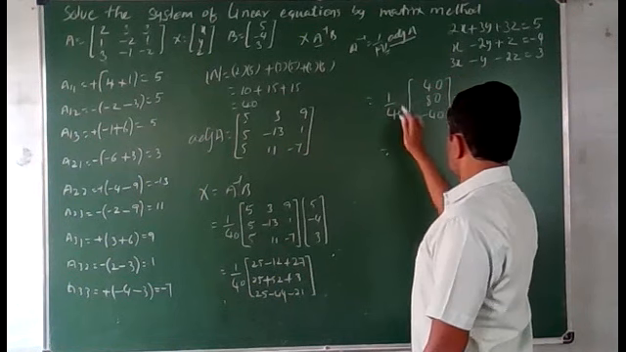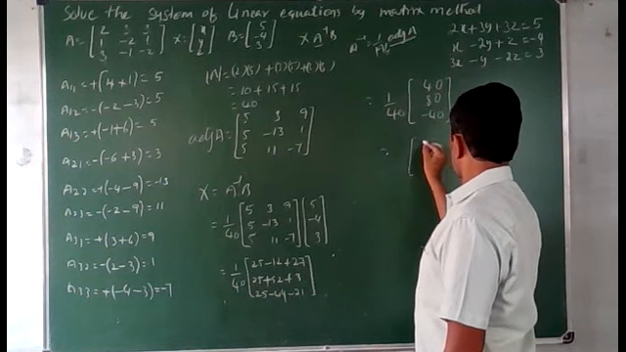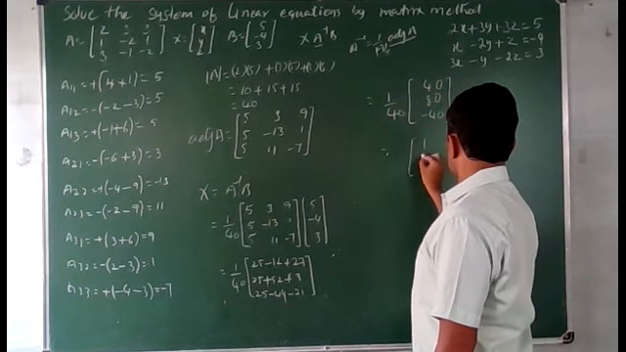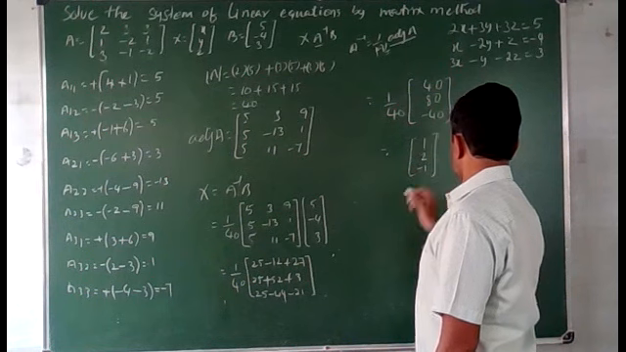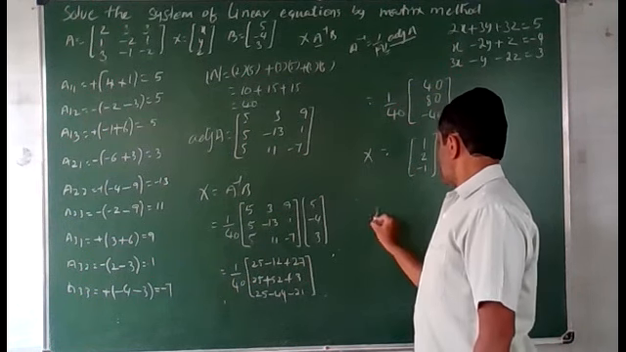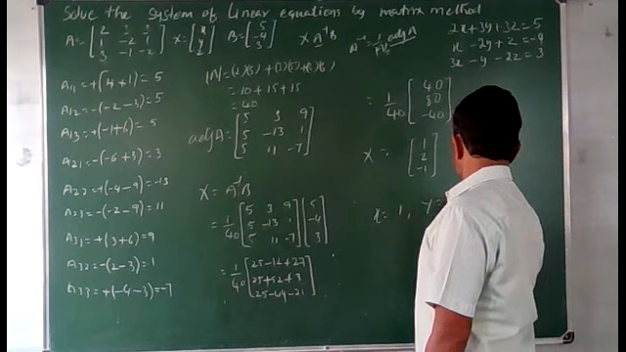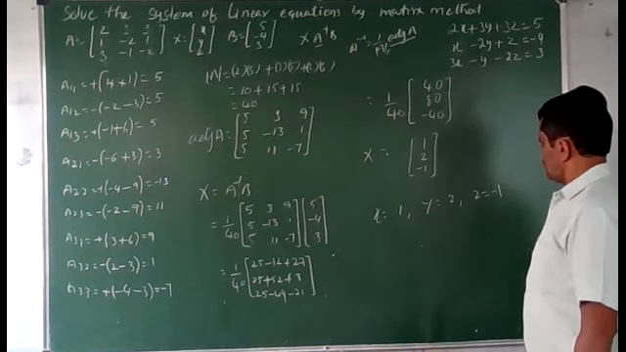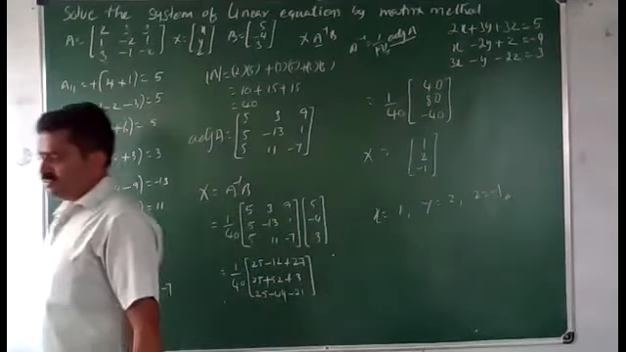Again, that is equal to multiplying 1 by 40 to each. You will get 40 by 40, 1, 80 by 40, we have 2, and minus 40 by 40, we have minus 1. Okay, so this is the value of x. Therefore, x is equal to 1, y is equal to 2, z is equal to minus 1. So these are the values of x, y, z.